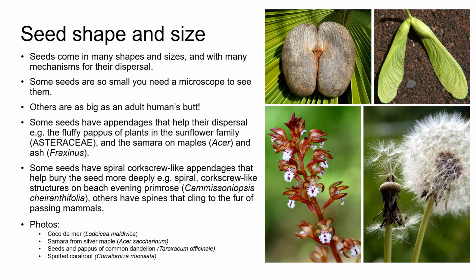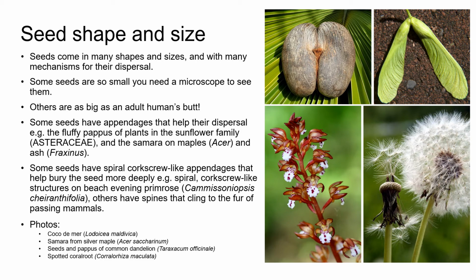Seeds come in many shapes and sizes, and with many mechanisms for their dispersal. Some seeds are so small you need a microscope to see them, like the spotted coral root that's pictured here on the lower left. Other seeds are as big as an adult human's butt and are actually shaped like a human's butt, like the coco de mer, pictured on the right here in the upper left corner.